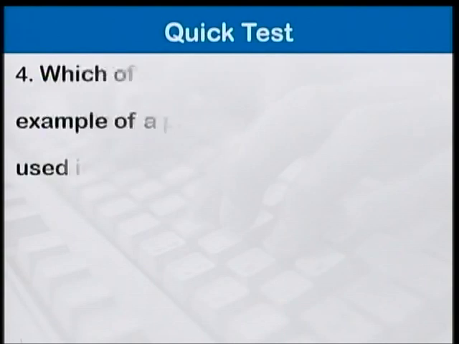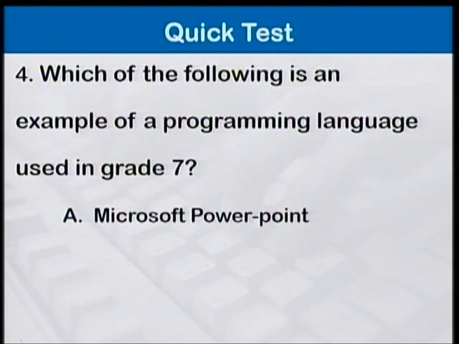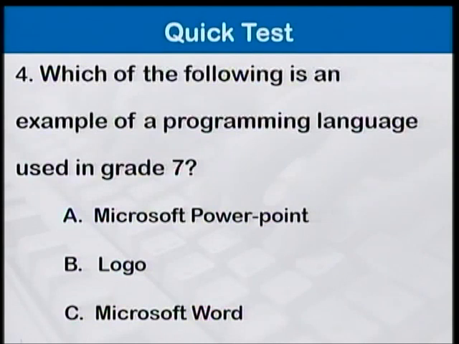Quick test number 4. Which of the following is an example of a programming language used in grade 7? A. Microsoft PowerPoint. B. Logo. C. Microsoft Word? The answer is B. Logo is a programming language used in grade 7.